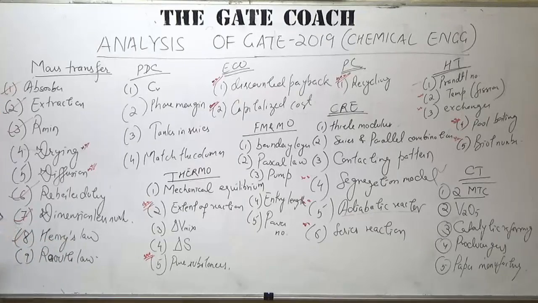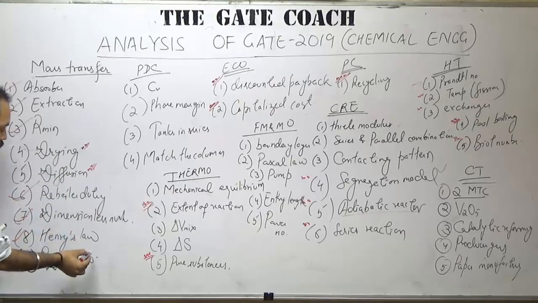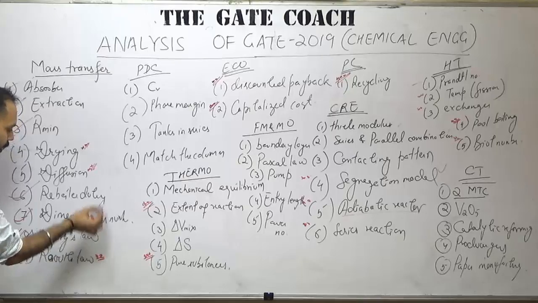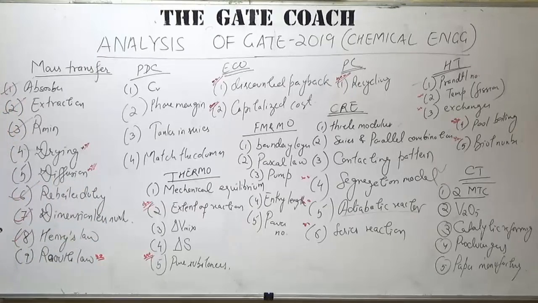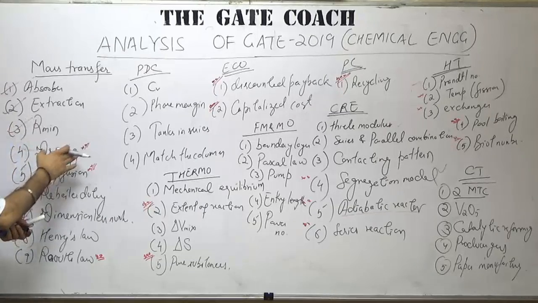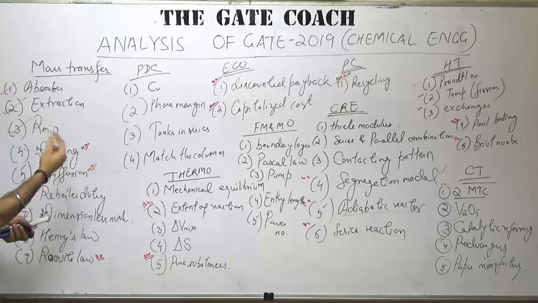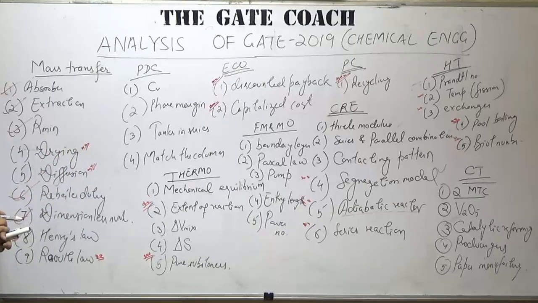If you see all these problems, except the problem on diffusion and except the problems on Raoult's law, these two problems were quite lengthy and time consuming. And this drying problem, where there was a conceptual theoretical problem, could be quite confusing for some of the students. Overall, the mass transfer problems are easy, and most of the students were able to attempt the problems on mass transfer.